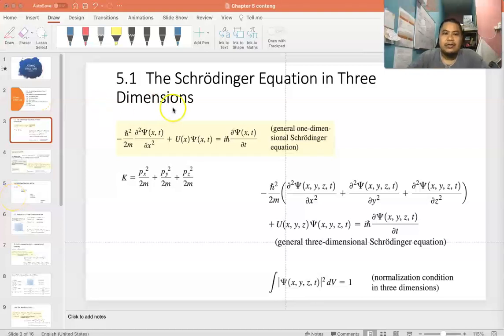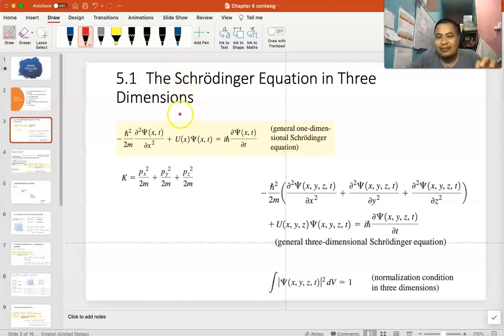Okay, now we go to the first subtopic, which is the Schrödinger equation in 3 dimensions. Alright, so we have been introduced to this complicated look of the Schrödinger equation. From the previous chapter, this is a general one-dimension Schrödinger equation. From there, we have here a wave function, right? This part is kinetic energy, this part is potential energy, and this is the total energy part.